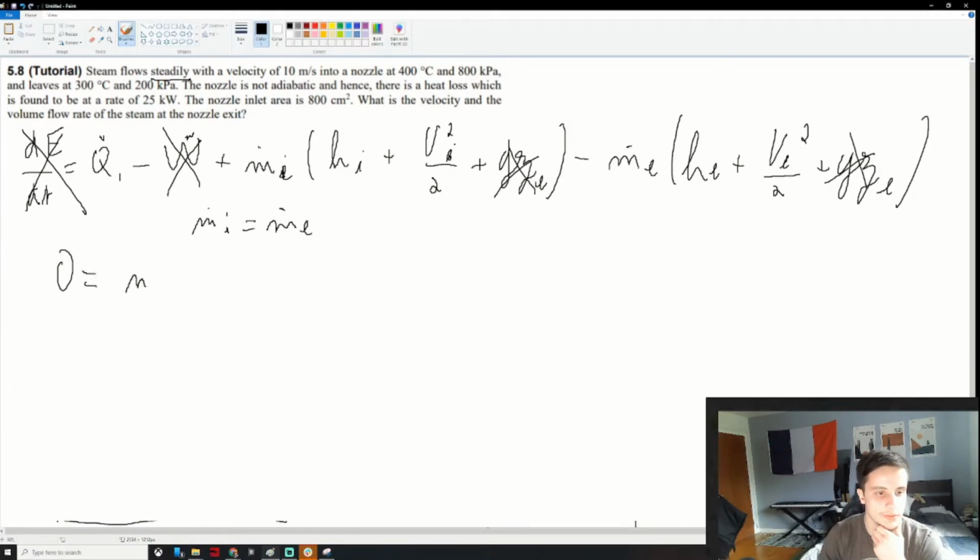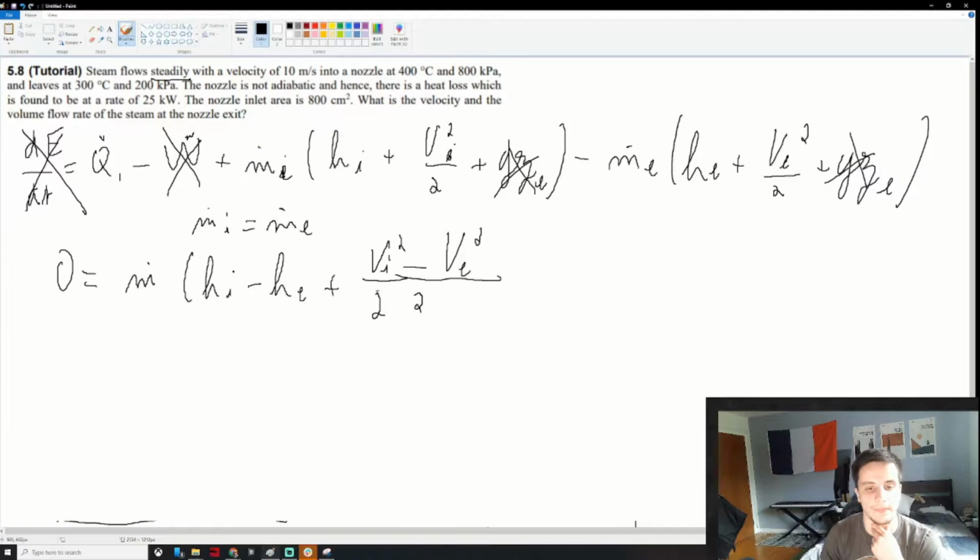0 is equal to m dot times specific enthalpy at the inlet minus specific enthalpy at the exit, plus velocity at the inlet squared minus velocity at the exit squared, divided by 2. And voila, again, it's the same thing.